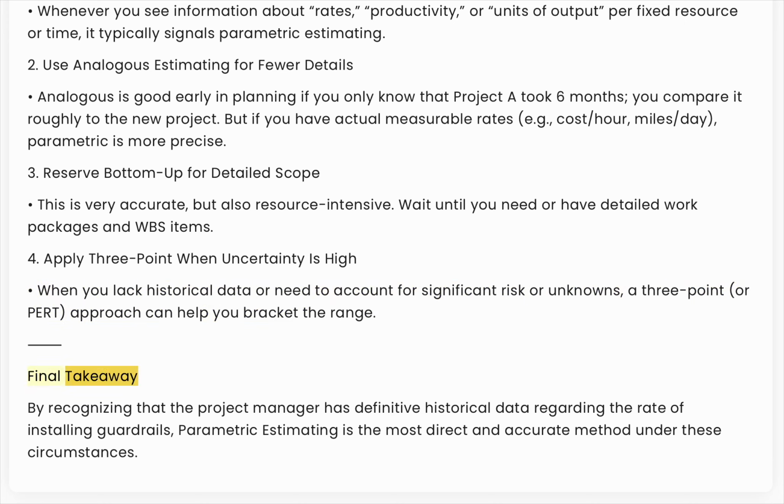Final takeaway. By recognizing that the project manager has definitive historical data regarding the rate of installing guardrails, parametric estimating is the most direct and accurate method under these circumstances.